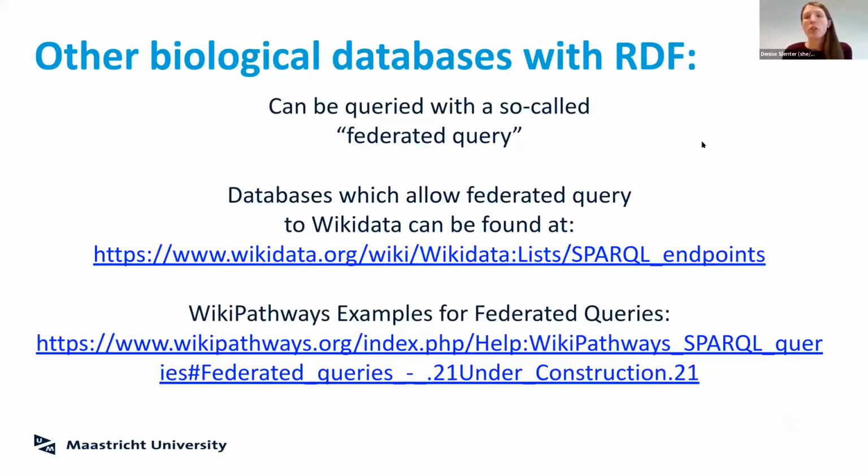And this linking to other databases is done through so-called federated queries. So from Wikidata, there is a list of SPARQL endpoints that they link to and that you can use in their federated queries. And we also have some examples available in WikiPathways for some federated queries. But as I said, the ChEMBL database was offline for some time, so some of these are still under construction. And I think it's nice to see these examples where they are at and how they work, because that will help you to understand how to build these federated queries yourself.